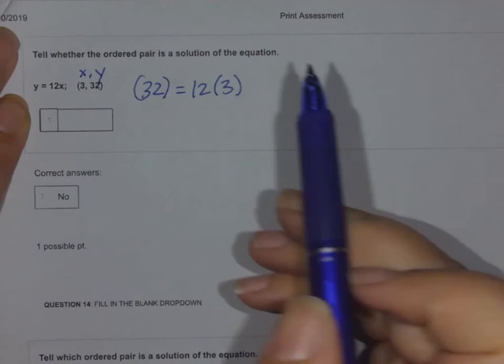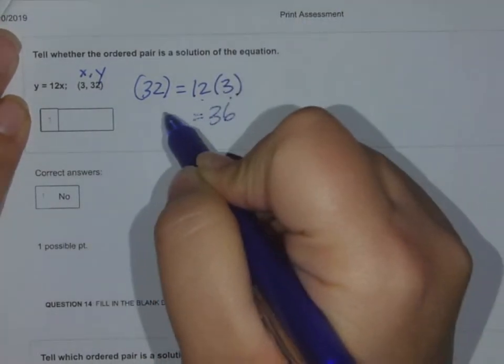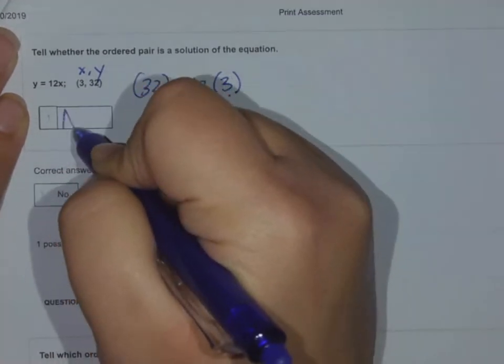Now I go ahead and solve. 12 times 3 is 36. Is 36 equal to 32? No, it's not, so my answer is no.